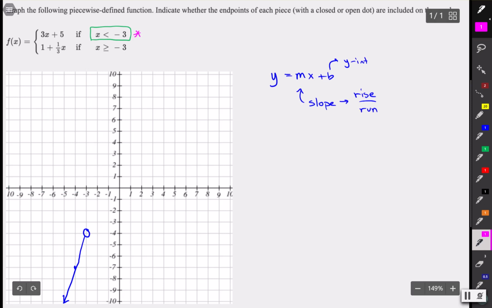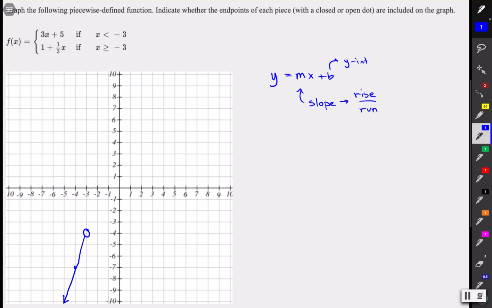Okay, so the next line we have is 1 plus 1/3 x. So that means I have a y-intercept of 1 and a slope of 1/3. So a slope of 1/3, the rise is 1, and the run is 3. So 1, 2, 3. There's another point on that line. Up 1 over 3. And we just keep repeating this to where we can get all the points we can on this line.